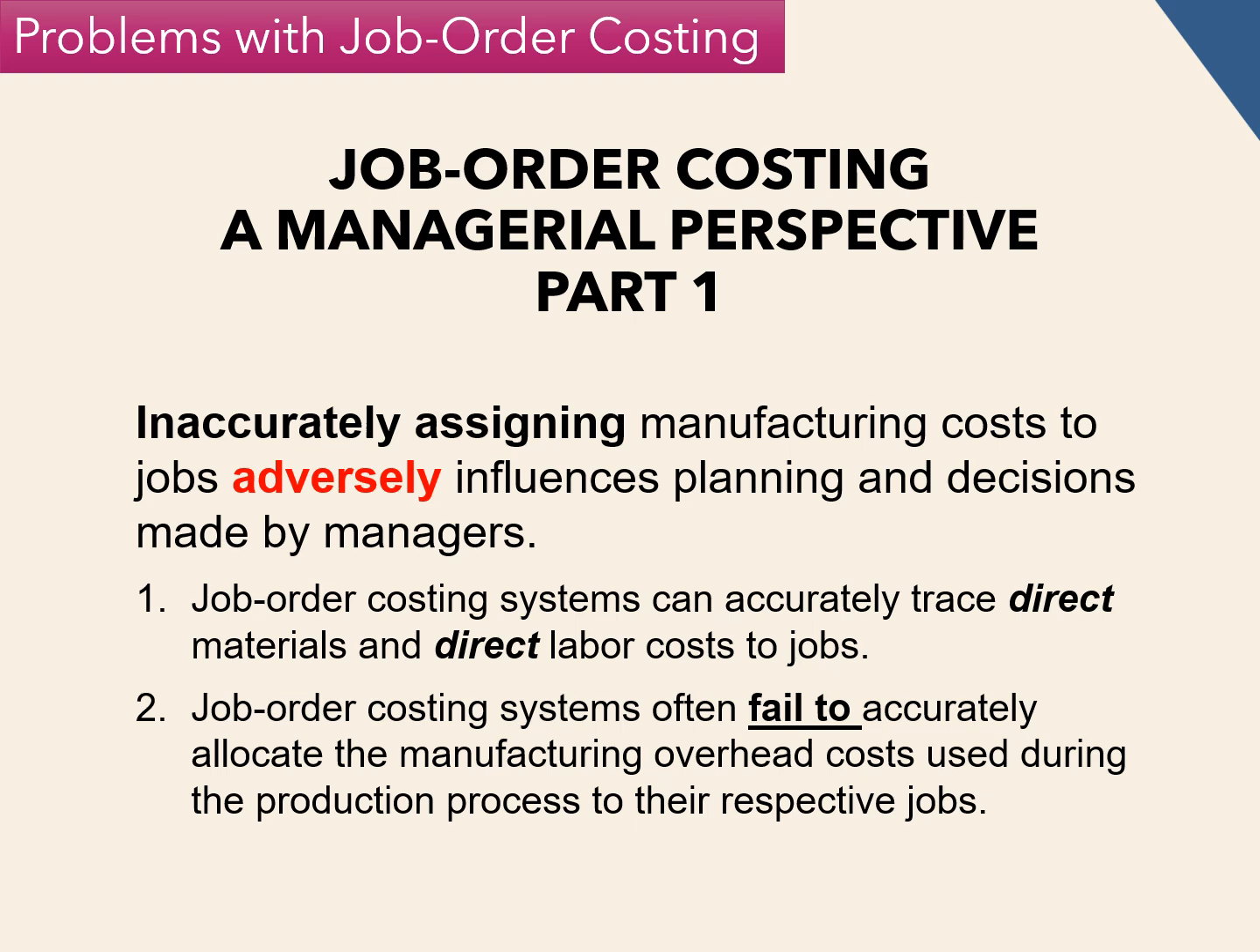Although job order costing can help managers to allocate indirect costs to jobs, it has some problems. Job order costing systems can accurately trace direct materials and direct labor costs to jobs, but they often fail to accurately allocate the manufacturing overhead cost used during the production process to their respective jobs. Inaccurately assigning manufacturing costs to jobs adversely influences planning and decisions made by managers.